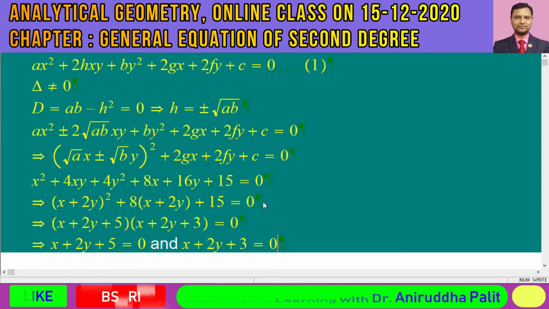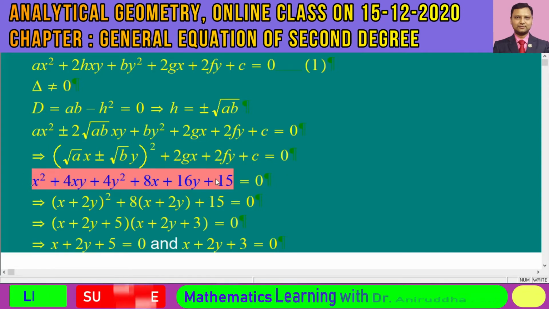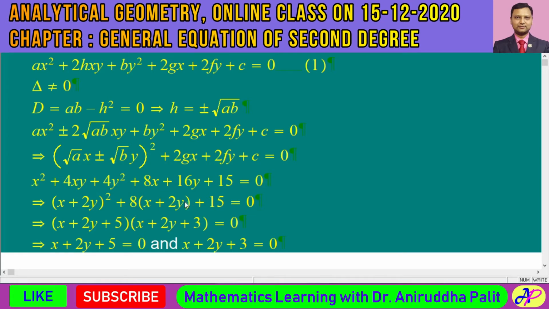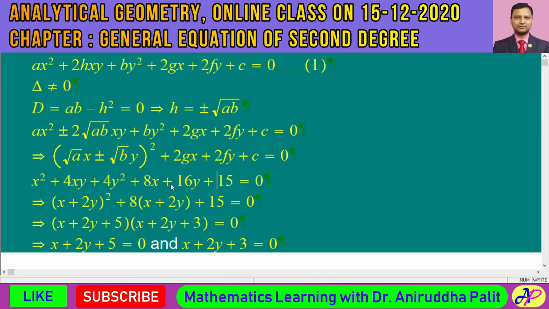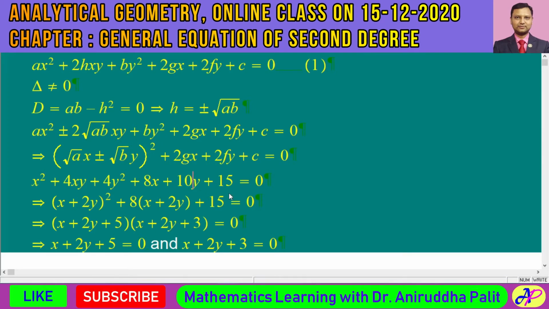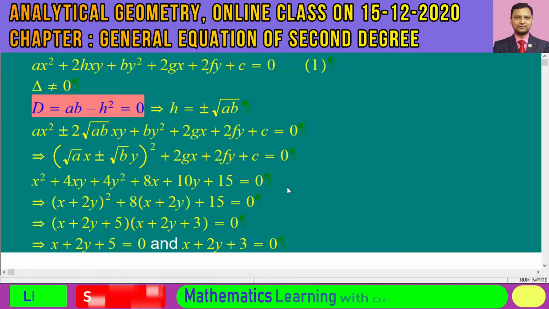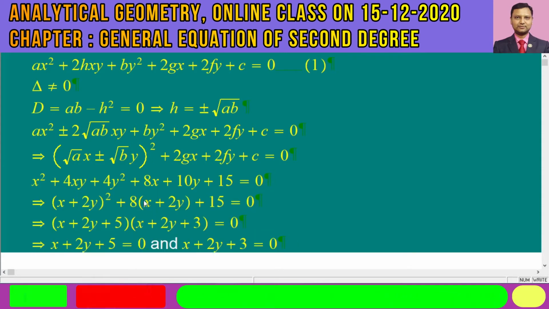So if you want to verify with these values, you will find that delta becomes equal to 0. But suppose over here we consider something for which delta is not equal to 0. Suppose over here we consider 10. In that case, you will find that delta would be not equal to 0, but d would be equal to 0. Now the question is how to make this kind of manipulation.